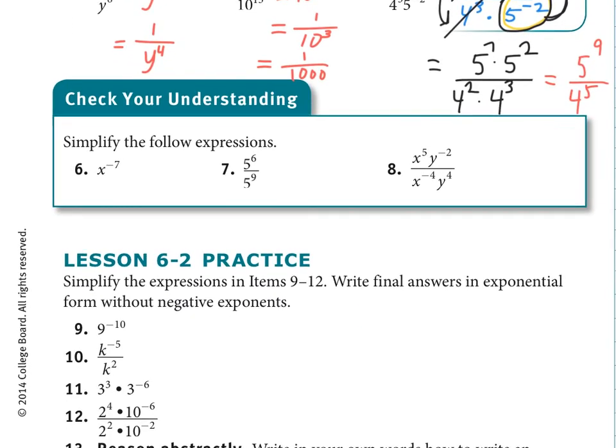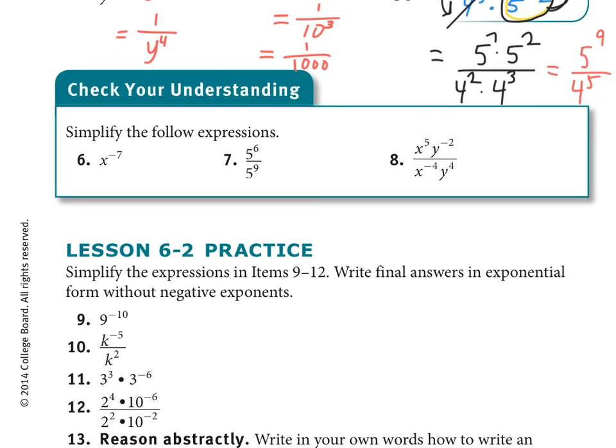Let's just do a couple more quick ones, checking our understanding here. X to the negative 7th. A negative exponent automatically means reciprocal, so we're going to do 1 over, and then the exponent will become positive. So 1 over x to the 7th. Then 5 to the 6th over 5 to the 9th is going to equal, if we subtract exponents, 6 minus 9 is negative 3. Again, we don't want to leave the exponent negative, so we're going to do 1 over and then make the exponent positive.